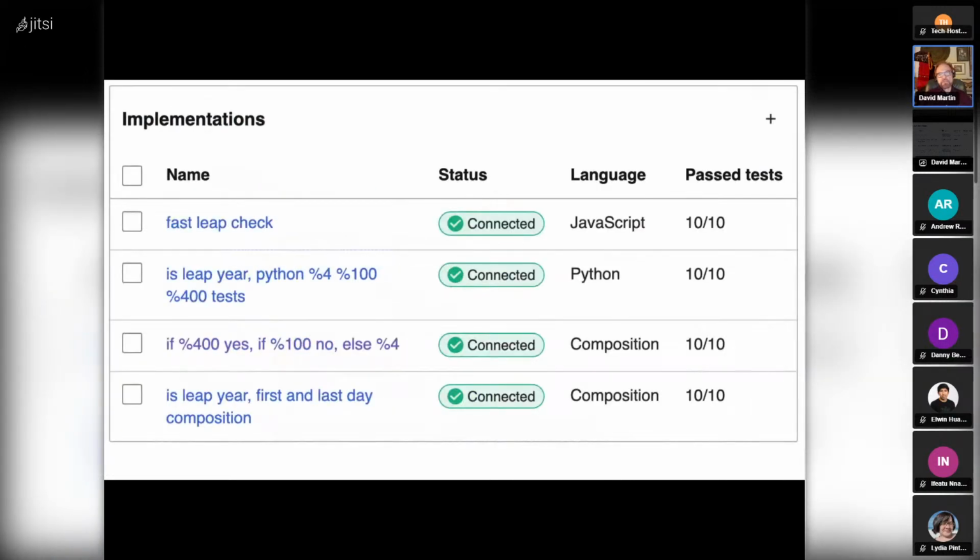Now, here's the 4 implementations for our leap year function. You can write implementations in a couple of different programming languages at present, JavaScript and Python, but you can also write composition implementations, which are built by arranging calls to other pre-existing functions.